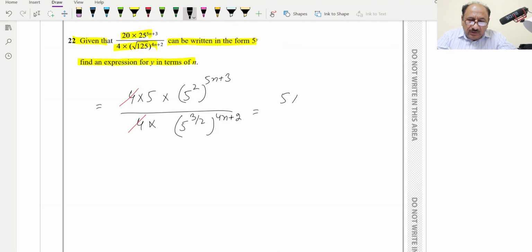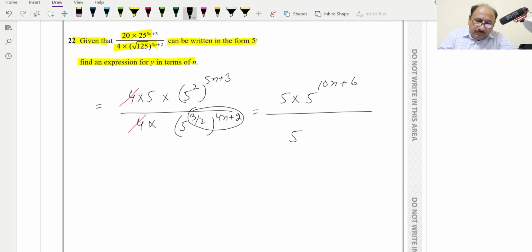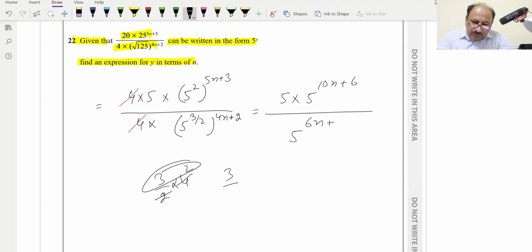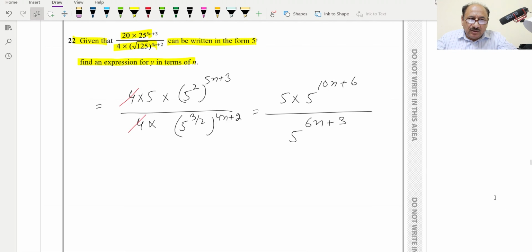So 5 into this square and 5n plus 3 will be multiplied, and we will get 5 raised to 10n plus 6. Over this will be 5 raised to the power 3 by 2, and 4n plus 2 will be multiplied, and we will get 3 by 2 multiplied by 4, which will be 2 2s are 4 and 2 3s are 6. So 5 raised to 6n plus 3 by 2 multiplied by 2 will be cancelled and we'll get 3. So this one is extra working and cancelling. So this will be our denominator.